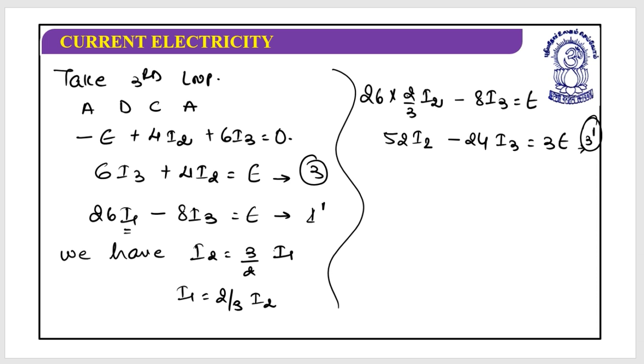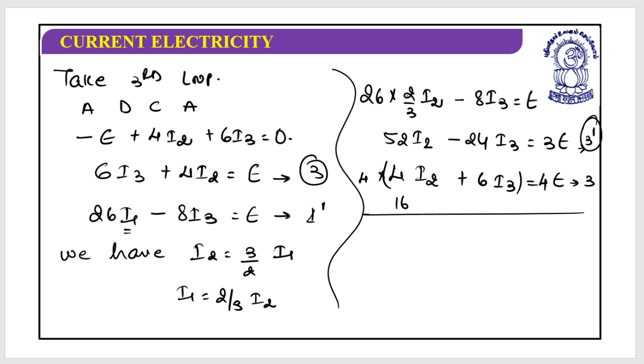And the other relation of I2 and I3 is 4I2 plus 6I3 equals E. This is relation number 3. Now I hope you can do this. Yes, multiply this with 4. This is equal to 4E. Now this becomes 16I2 plus 4 6s are 24I3, that should be equal to 4E plus 3E. Sorry, it's 4E.